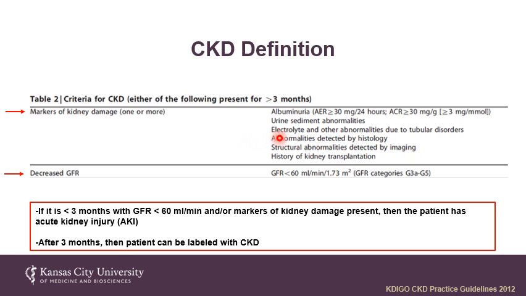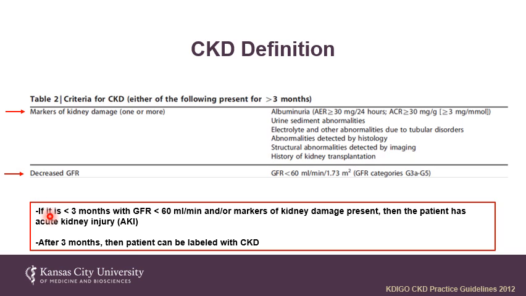Maybe you've done a biopsy, and on the biopsy they have abnormal histology, so that would be a way. Or on imaging, they have abnormal imaging, or they have a history of a kidney transplant. Just having a kidney transplant will give them CKD, even if the transplanted kidney has a normal GFR. The other way is looking at the GFR. If the GFR is less than 60, and again, this is all for 3 months, they have CKD. So either criteria are necessary for 3 months.